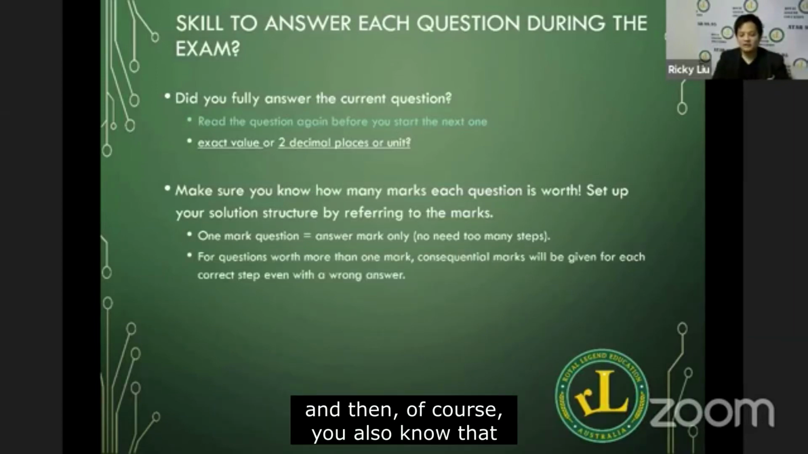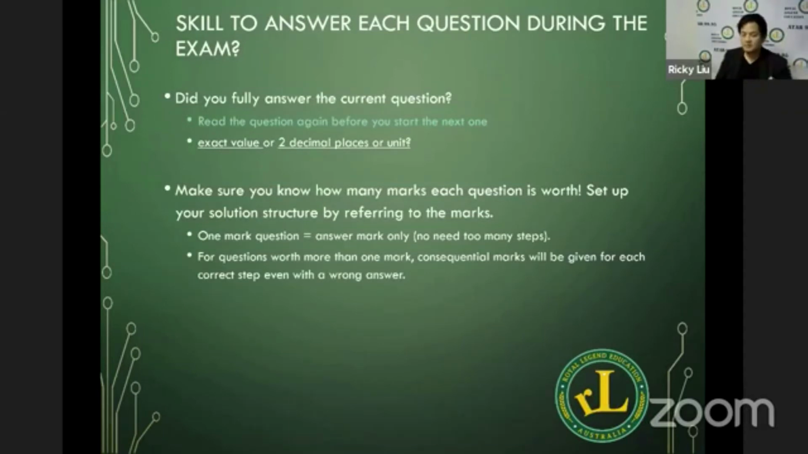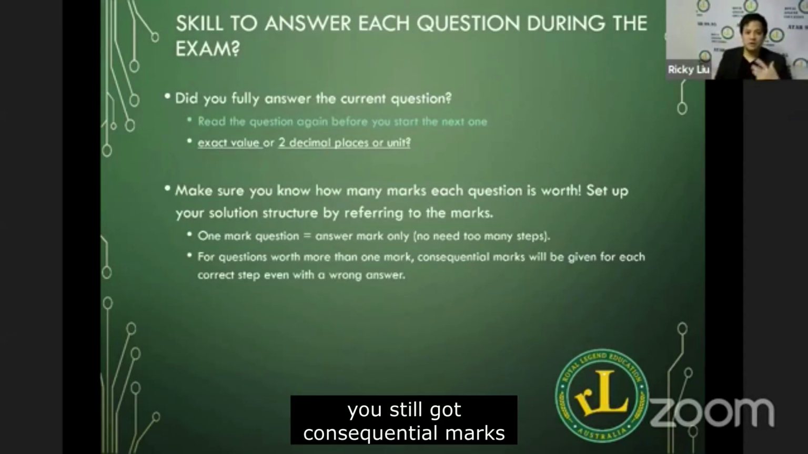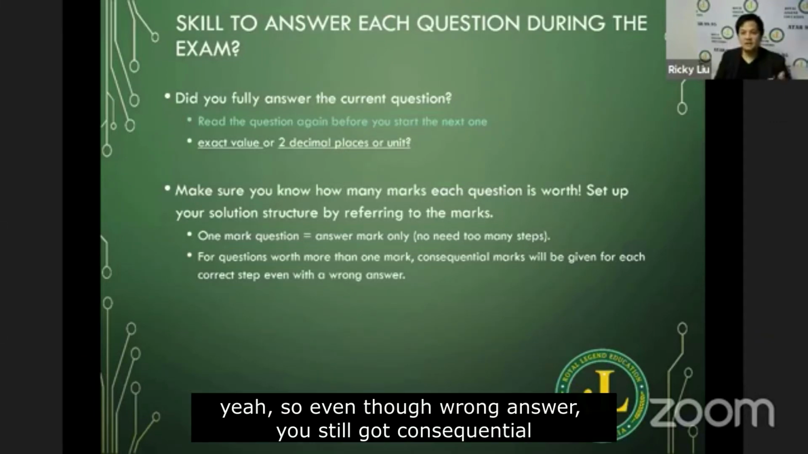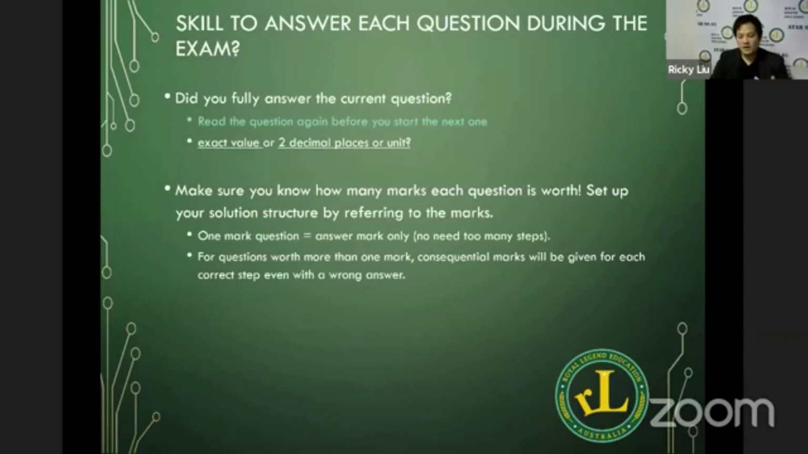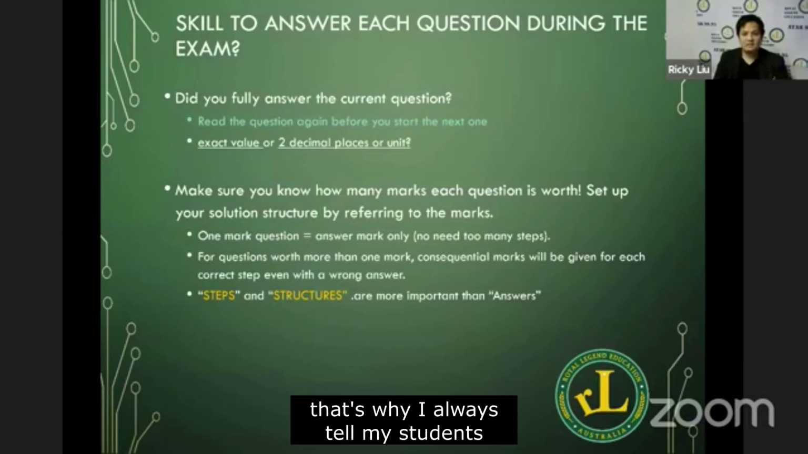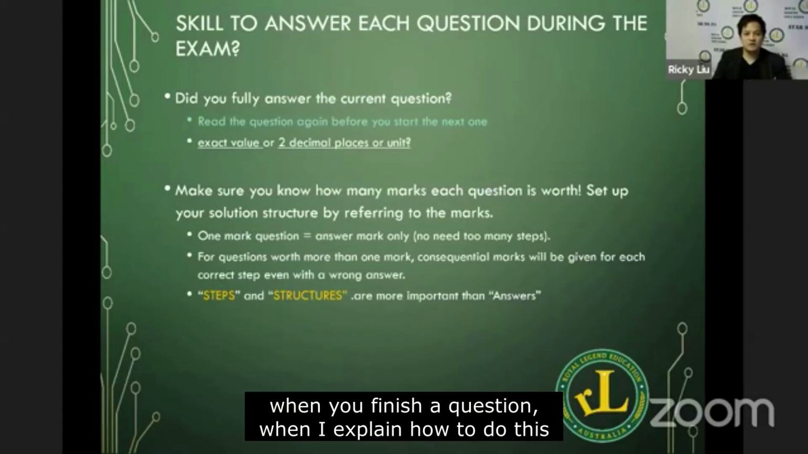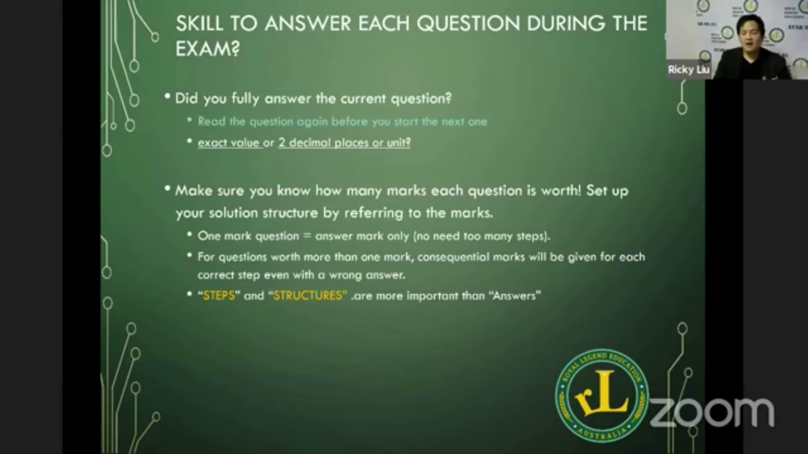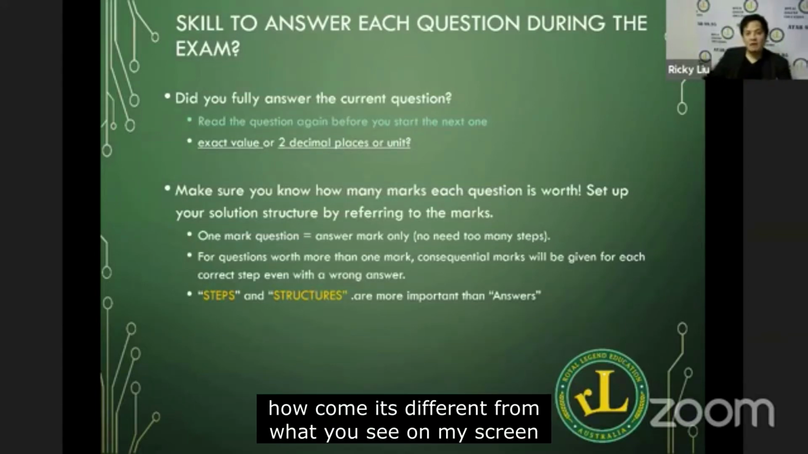Of course, that's why I keep saying the answer is not important, because if your answer is wrong, you still get consequential marks. So even though the answer is wrong, you still get consequential marks. So that's why focus on the structure, your steps, how you present this. That's why I always tell my students, when I explain how to do this, you don't say, oh, my answer is correct. Concentrate on the way you just wrote down on your paper. How come it's different from what you see on my screen?